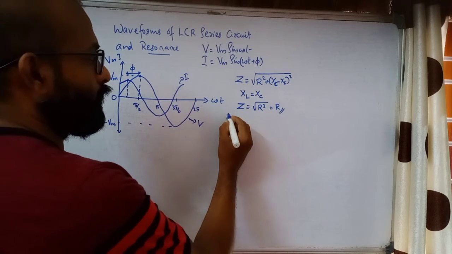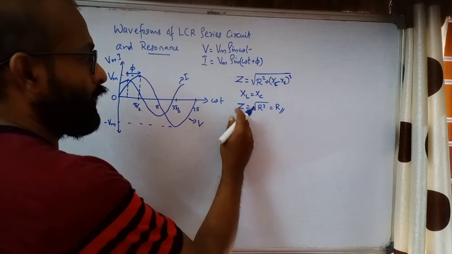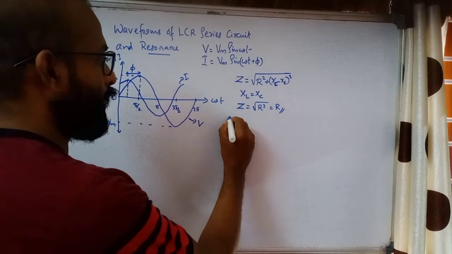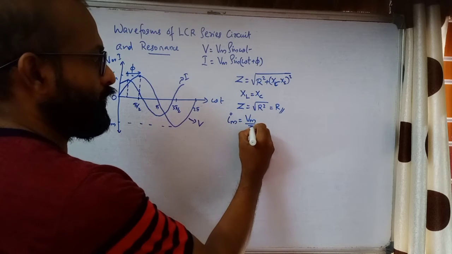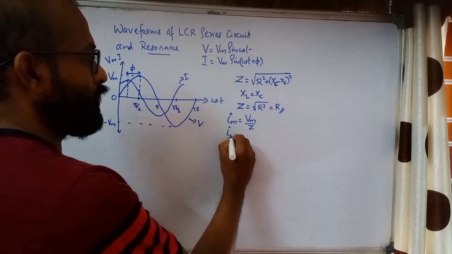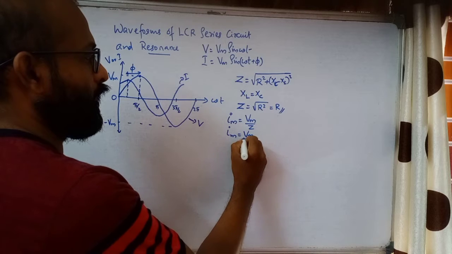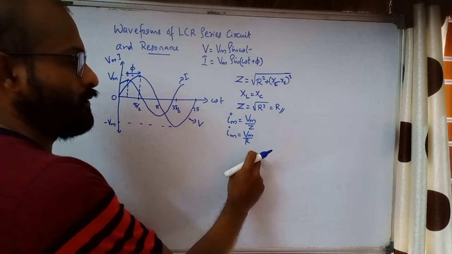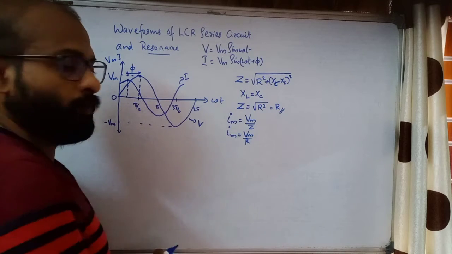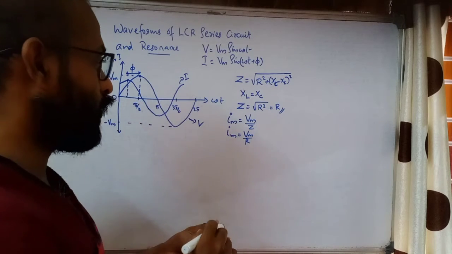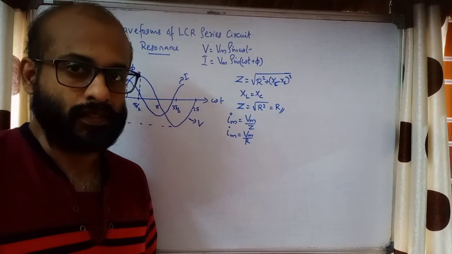What about the current? The current will be maximum. I can say the amplitude of current Im, which was Vm by Z, is now equal to Vm by R. Z is reduced to R, so the current is increased. So a large current will flow. This condition is called resonance.